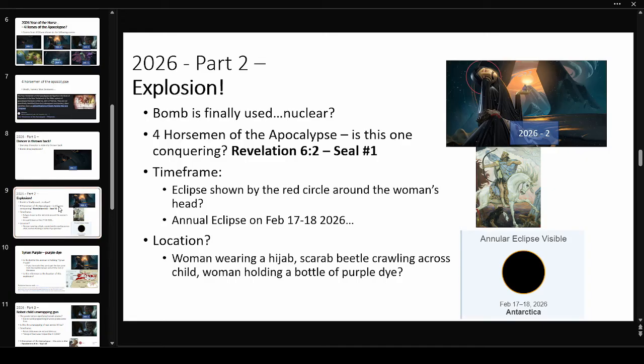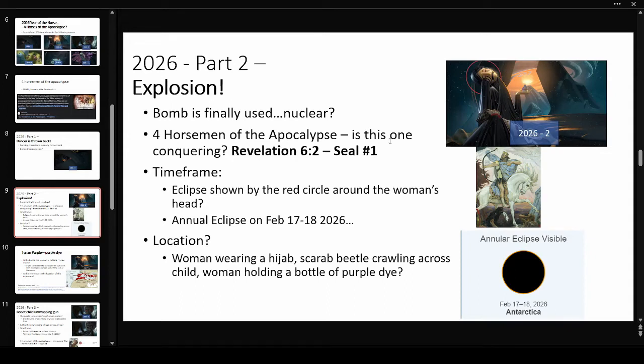So further confirmation of that is when we jump into this scene. This is, I think, the actual explosion that causes the dancer to be pushed back. So this scene is very important, I think. We finally see that the bomb is used. Okay, is it nuclear? Not sure. It sure looks like a nuclear type of explosion.